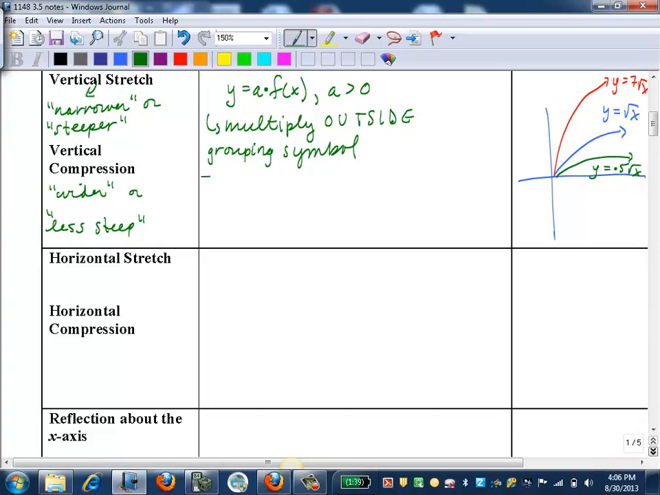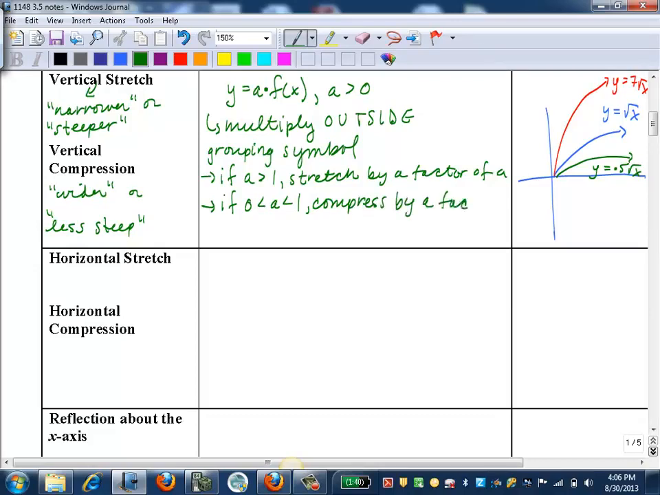So when we multiplied by the 7, so if the a, the constant out in front that we're multiplying by, if a is greater than 1, we're going to stretch it by a factor of a. So in our red example here, we stretched that parent function by a factor of 7. And then if our a is between 0 and 1, such as the 0.5 that we multiplied by here with the green one, we're going to compress by a factor of a. So we stretch if it's greater than 1, compress if it's between 0 and 1.